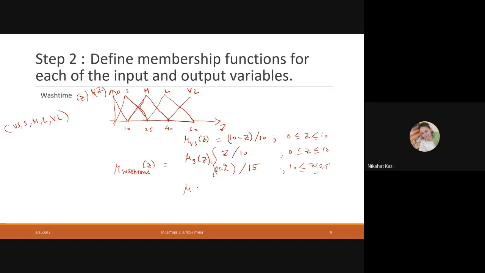Next, the membership function for medium. Medium is again divided into two. One is between 10 to 25. The other is between 25 to 40. So between 10 to 25, what is it?